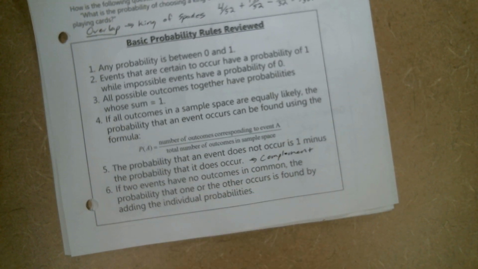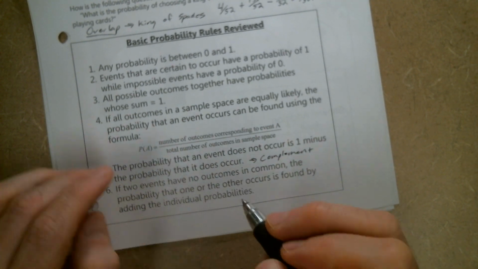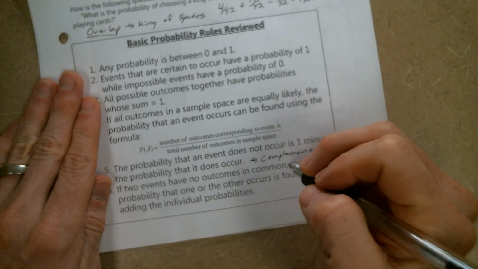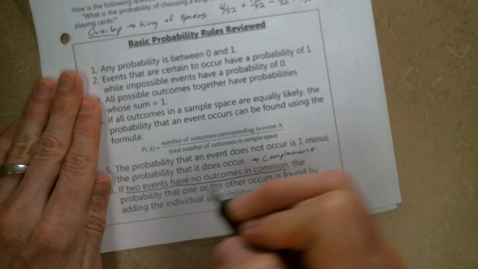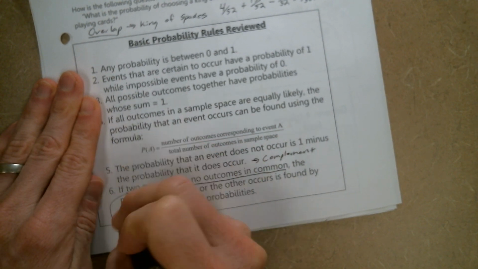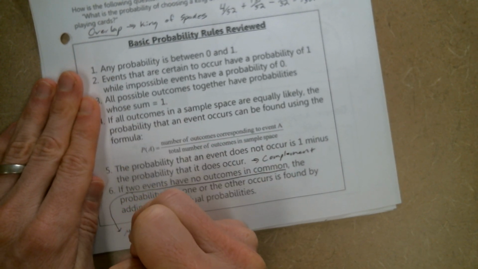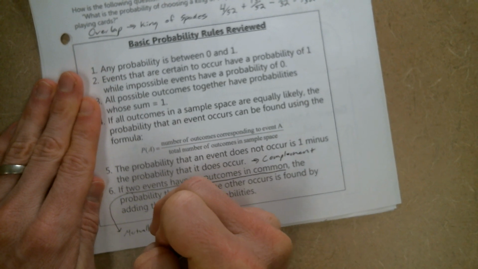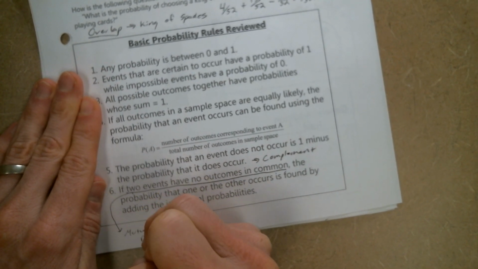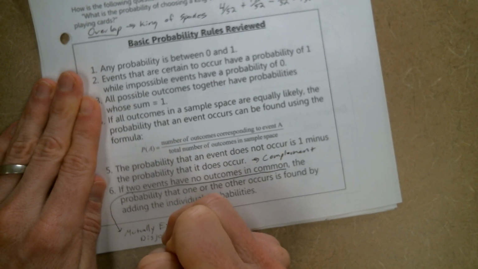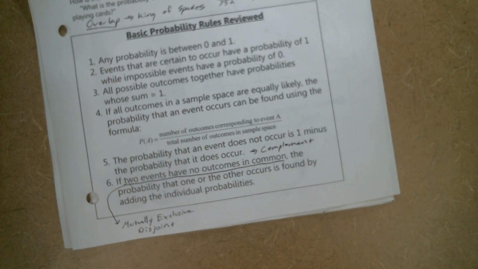And then if 2 events have no outcomes in common, the probability that one or the other occurs is found by adding the individual probabilities. Again, having no events in common is another way of saying mutually exclusive or disjoint. All right, you can use either of those phrases there.